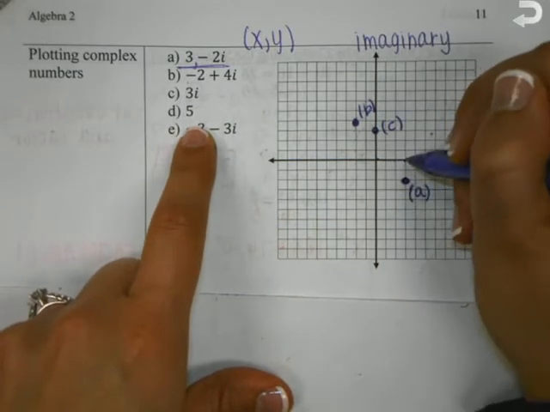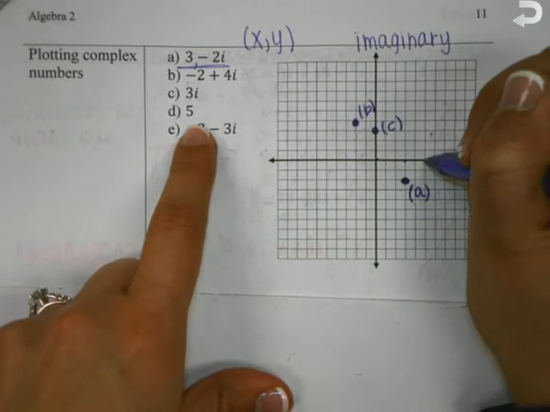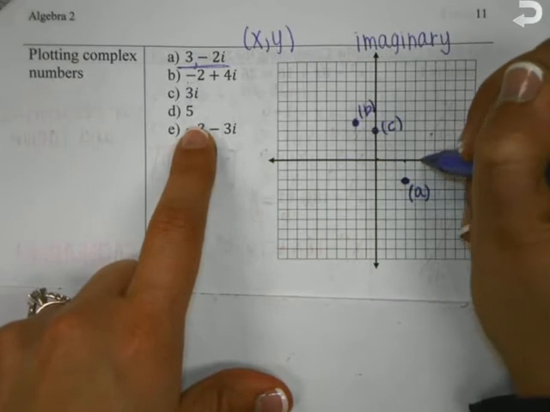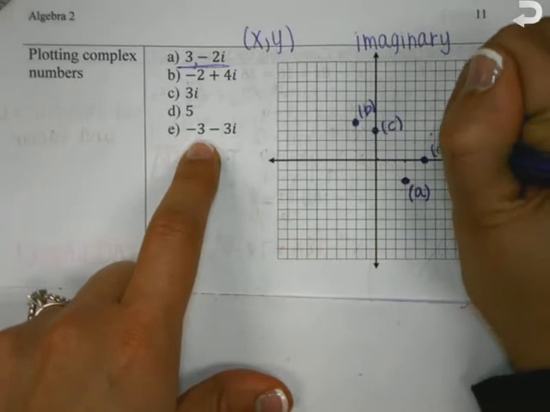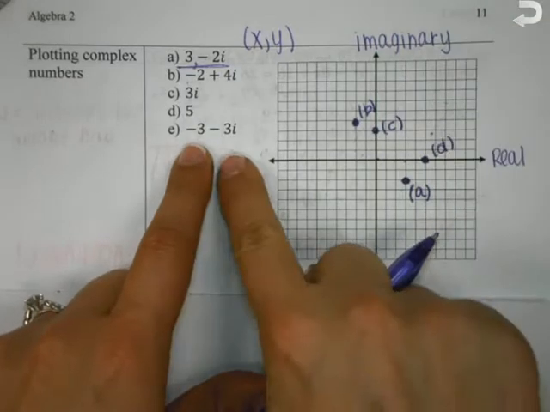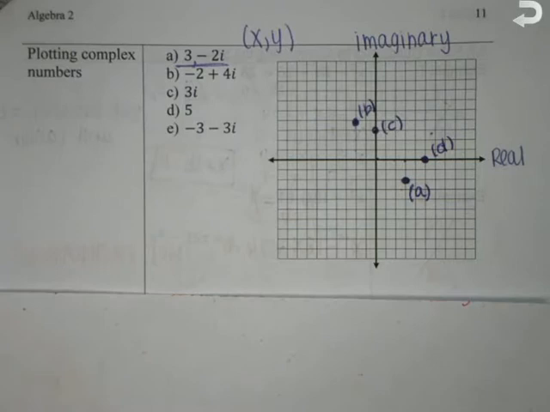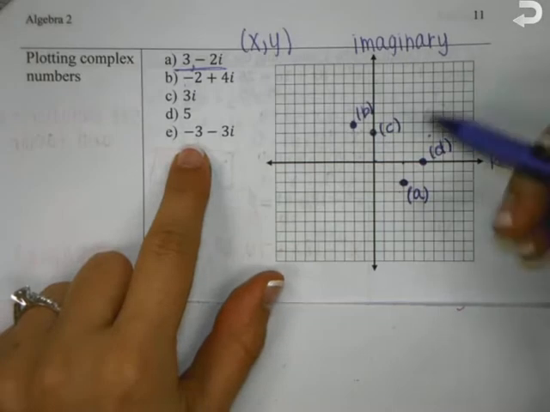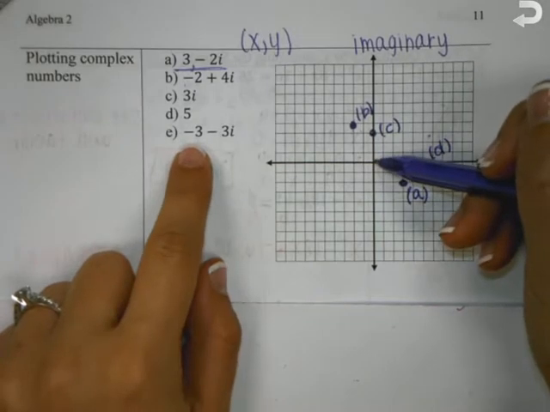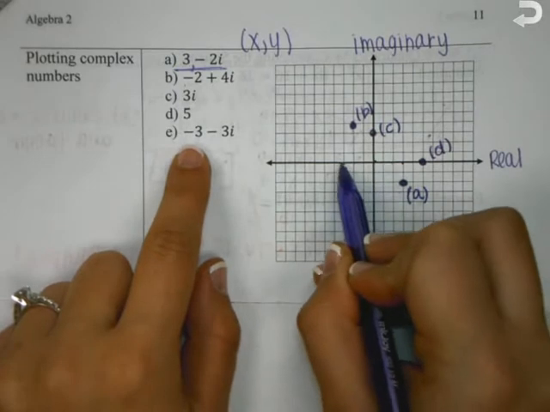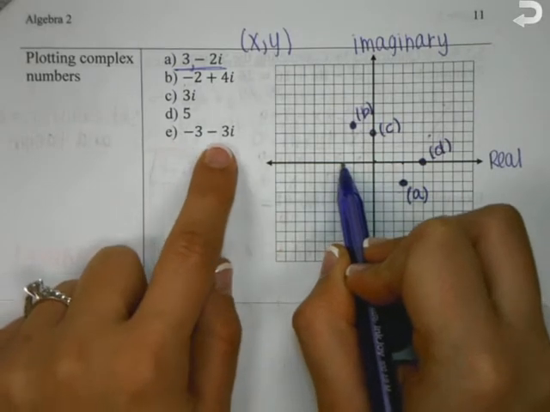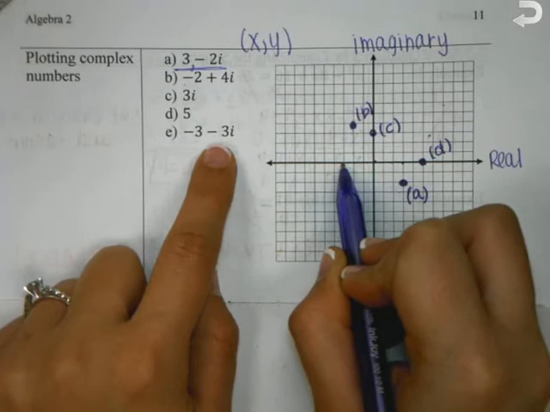Try plotting E by yourselves. Negative 3 minus 3i. So guys, on this one, what is the real number? Negative 3. So am I going up or down, right or left? Left. Left, 3 spaces. 1, 2, 3. I don't put a point there because I'm not done. And then what's my imaginary number? Negative 3. So is that up or down? Down. 1, 2, 3. Easy? Yeah. Plotting is not too bad, right?